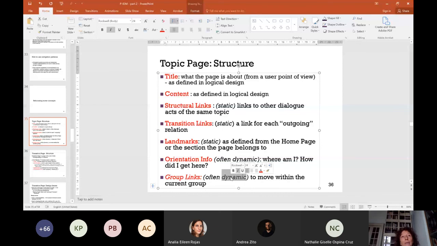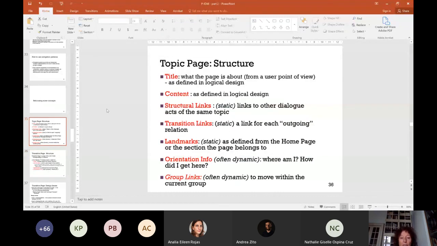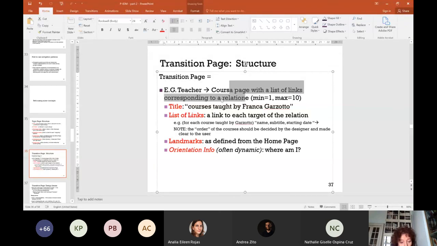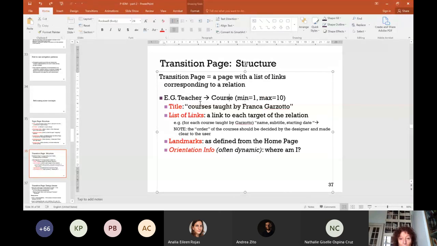The next or previous or up links depend on the group you are coming from. Okay, this is the structure of a topic page. This is the structure of a transition page. It's a page with a list of links corresponding to a relationship. And here, by the way, you understand the role of having a cardinality.